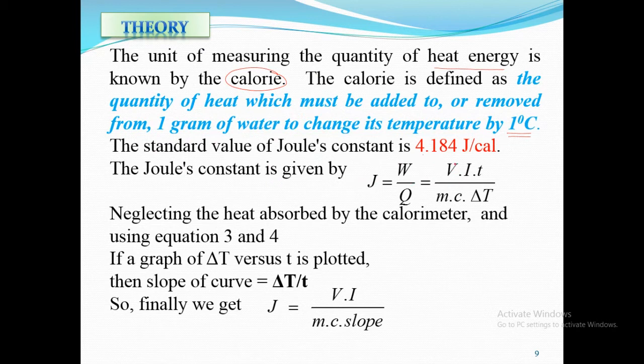This is the voltage, the potential difference. This is the current. This is the total time taken to convert the electrical energy into heat energy, time in seconds, current I in amperes, V potential difference in volts, divided by Q, which is m c delta T, m in grams, c in calories per gram per degree Celsius, and delta T in Celsius.